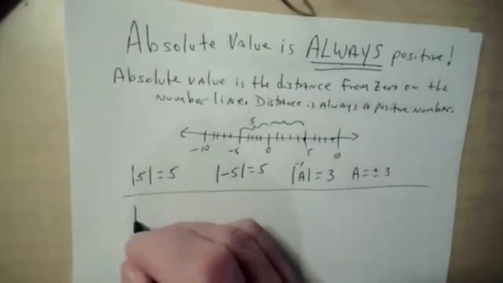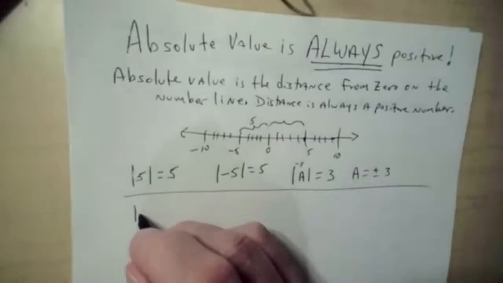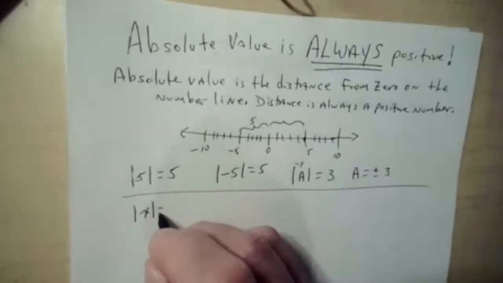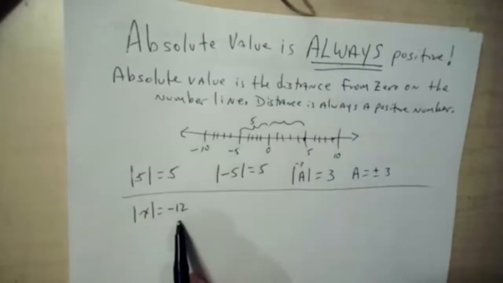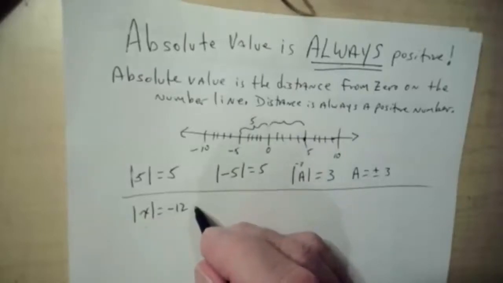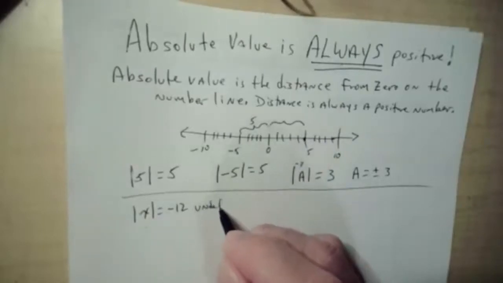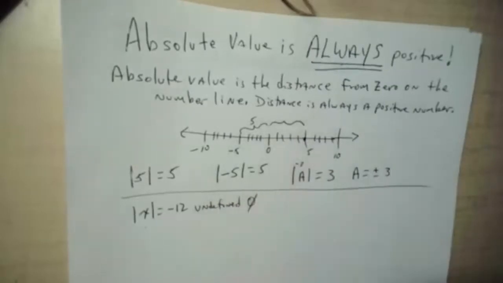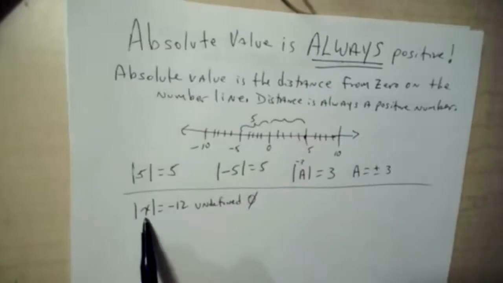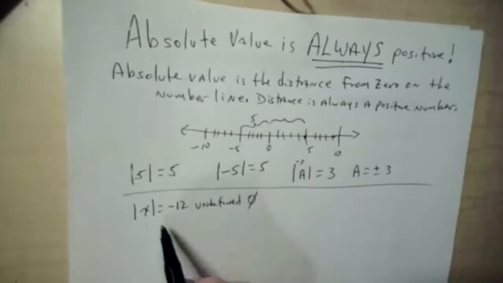Now, what if we said the absolute value of X is -12? What would this be? Undefined, or the null set, because absolute value is always positive.